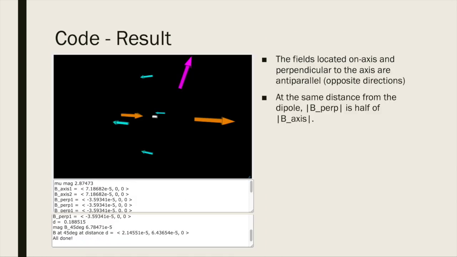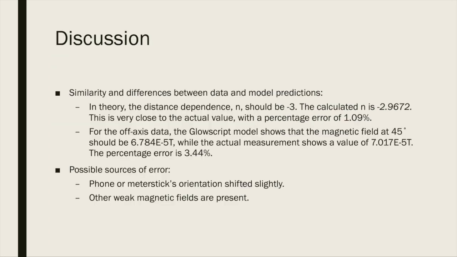Shown here is the output of the code. As seen, the fields located on-axis and perpendicular to the axis are anti-parallel, meaning they point in opposite directions. At the same distance from the dipole, B_perp is half of B_axis. Let's now compare the data and model predictions.